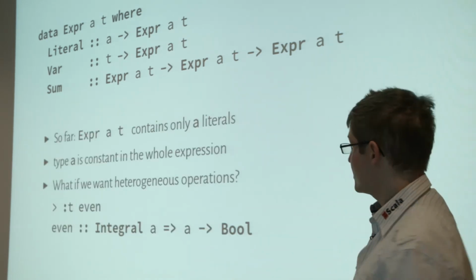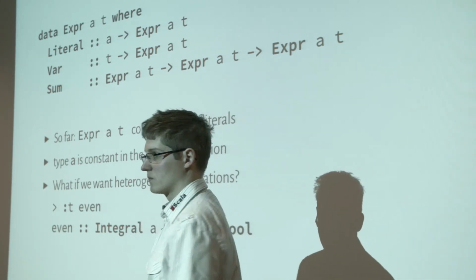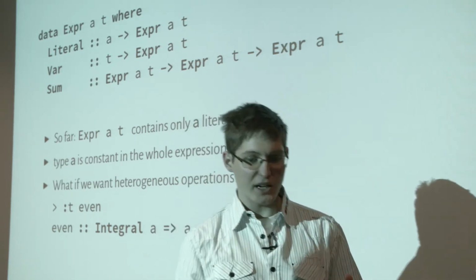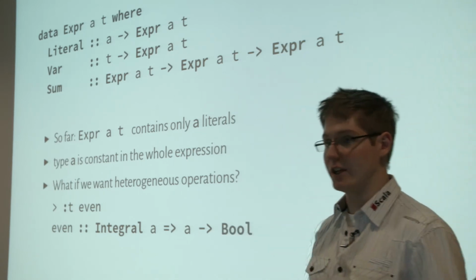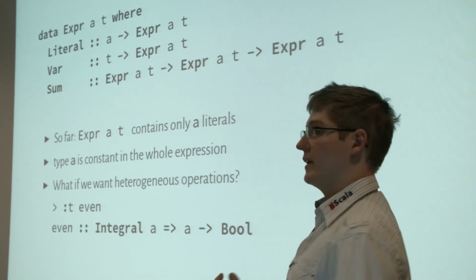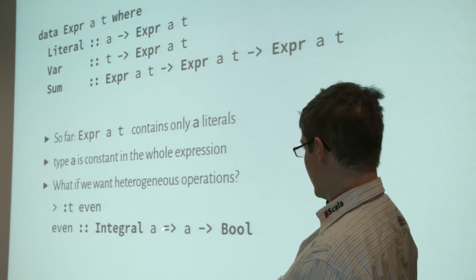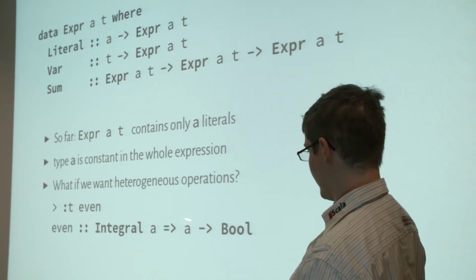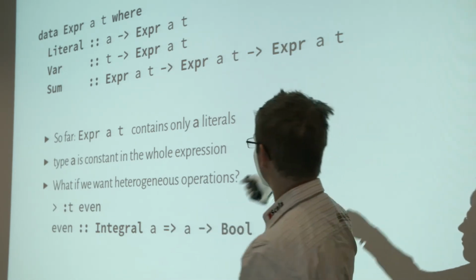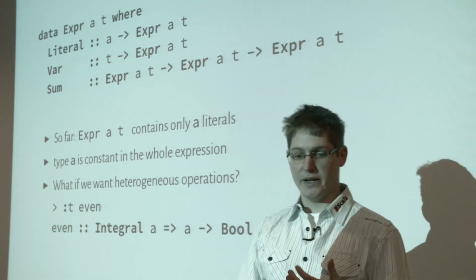So far, for Expression a, if you have a value of that type, you only have literals of type a. So there's no way you can have ints and floats in the same data type. The type a is constant in the whole expression. You can't even change it. And Sum is a nice operation because it takes 2 a's and gives you back an a. It's homogeneous. But what if you want heterogeneous operations like Even? Even takes some integral value a, so something which is an int basically, and gives you back a bool. You can't model that because you would need to change this type here. And actually with GADTs you can.